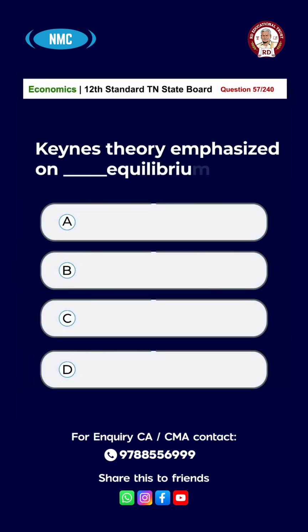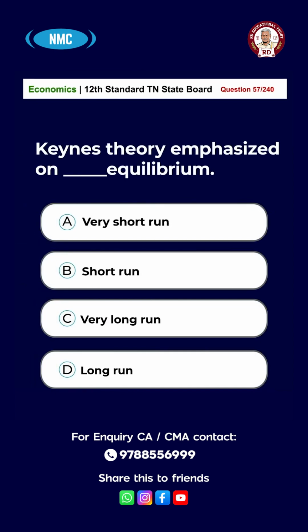Question number 57. Keynes' theory emphasized on dash equilibrium. A, very short run, B, short run, C, very long run, D, long run. The answer is option B, short run.